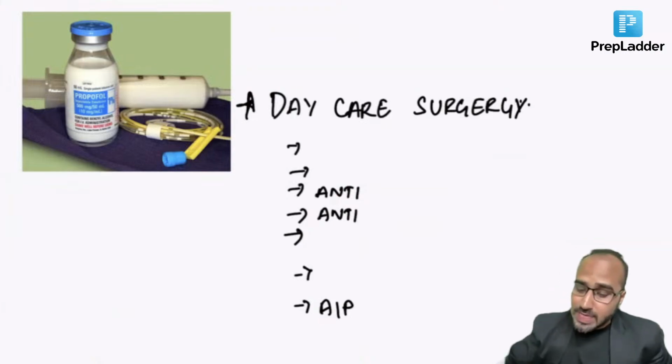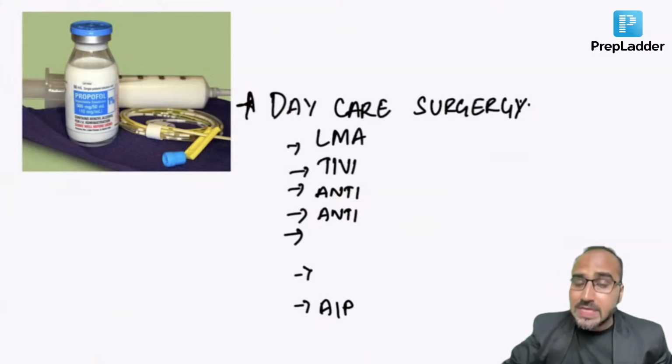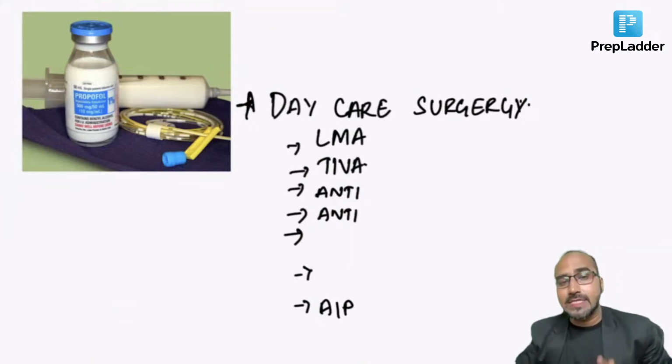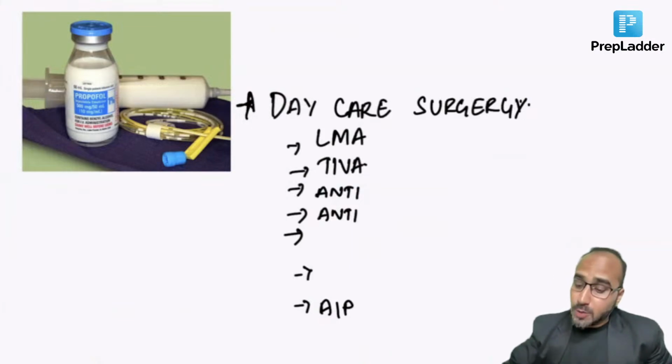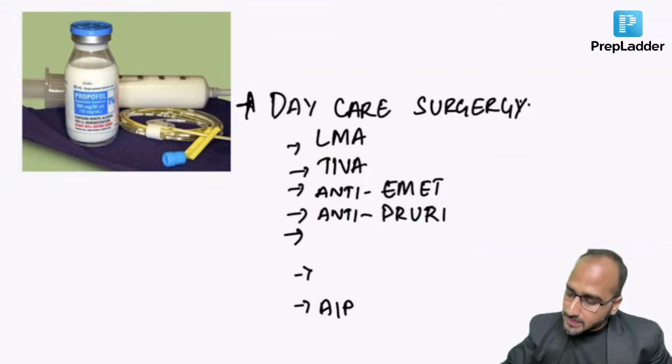So remember guys, for daycare surgery, I will put an LMA. I will go for TIVA. What is TIVA? Total intravenous anesthesia. Anesthesia given without inhalational agent is called TIVA, right? Propofol has anti-emetic property. Propofol has anti-pruritic property. Antipruritic property is there with propofol, right?